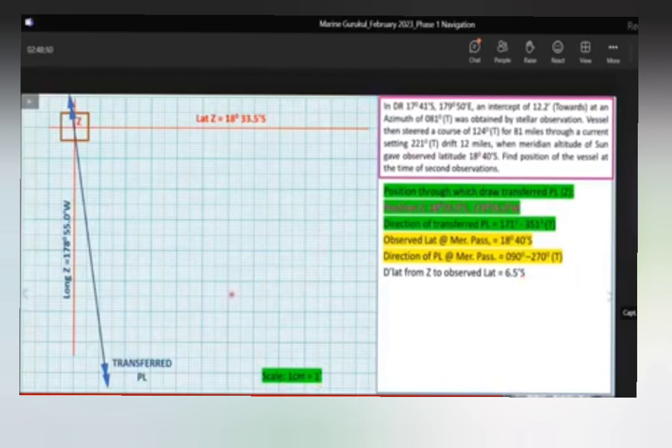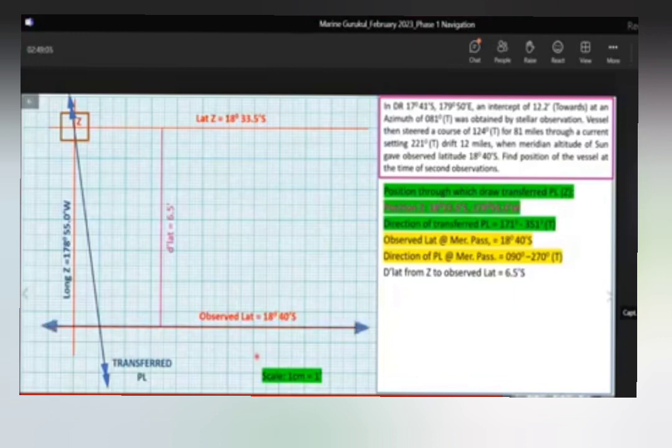So we can just mark that off and mark the observed lat. So here comes the observed lat. That is the lat at the time of second observation. The second PL shall coincide with the observed lat being east-west. So here comes the second PL. PL at the time of meridian passage. So now this transferred PL and the second PL are for the same time. So this is the position of the vessel at the time of second observation.